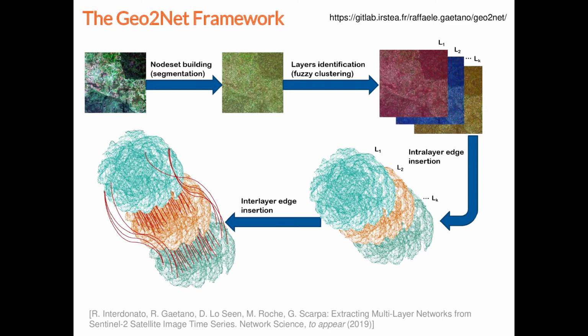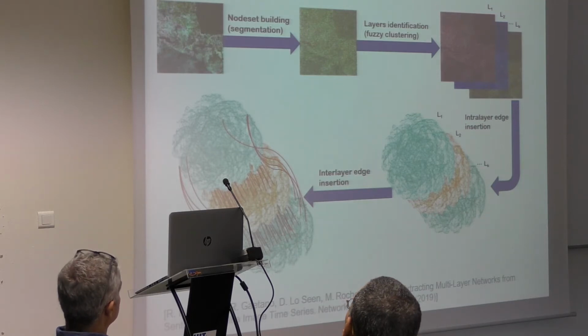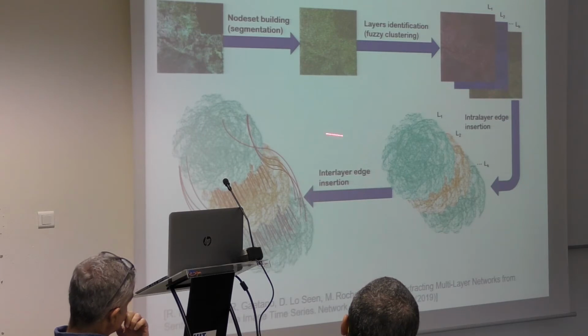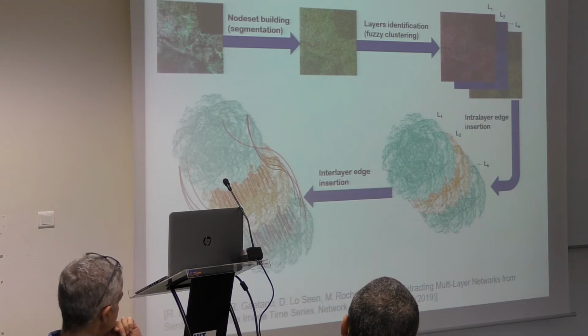So this is an overview of the framework we propose. The JobNet framework is available online on the GitLab of our institute at this address. So what's the idea? You start from the satellite images time series. You obtain your node set by segmentation. Then you obtain your layers. You infer the node-layer membership through fuzzy clustering. And then you add intra-layer and inter-layer edges in order to obtain your jellyfish here.